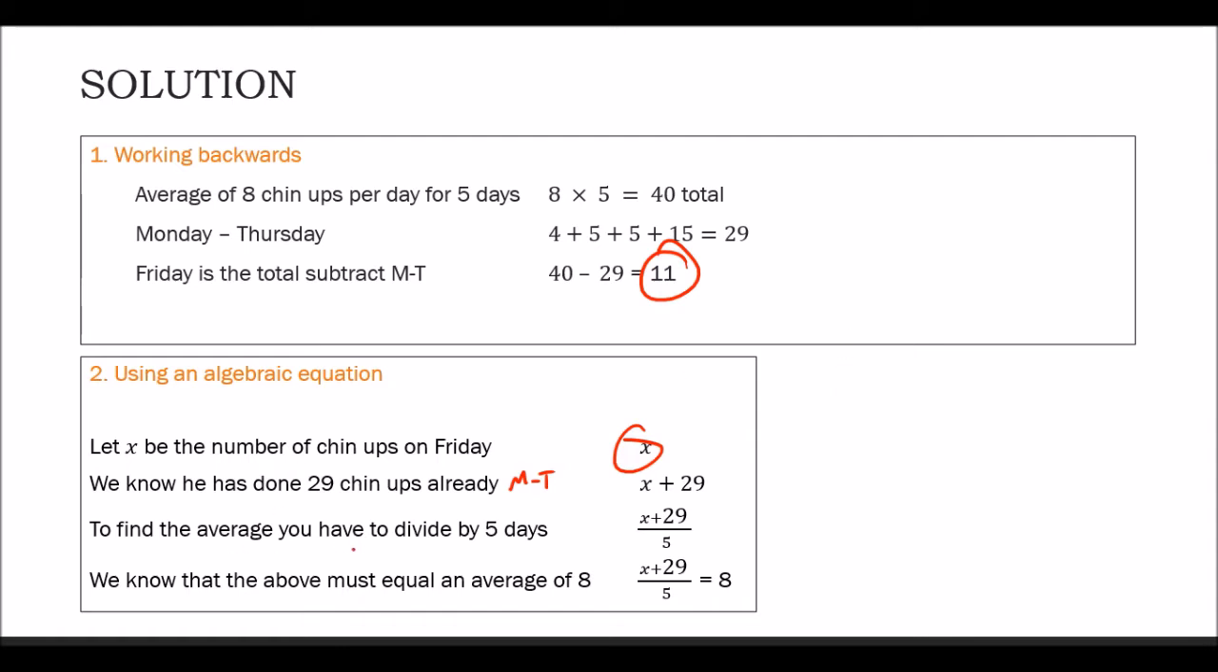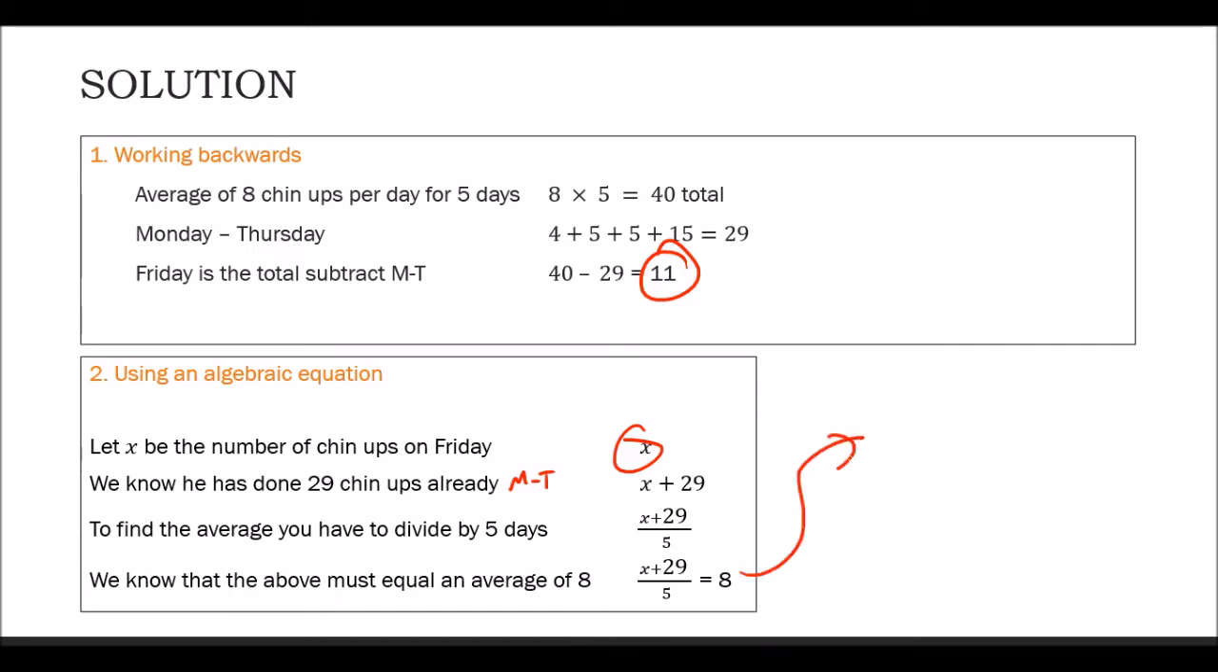And then to find the average, you have to divide by 5 days. So remember, average over the 5 days. Normally, if you want to find the average, you've got to divide by how many days there were. So in this case, there was 5. So in terms of representing this whole scenario as an equation, it should look like this: x plus 29, over 5, equals 8.